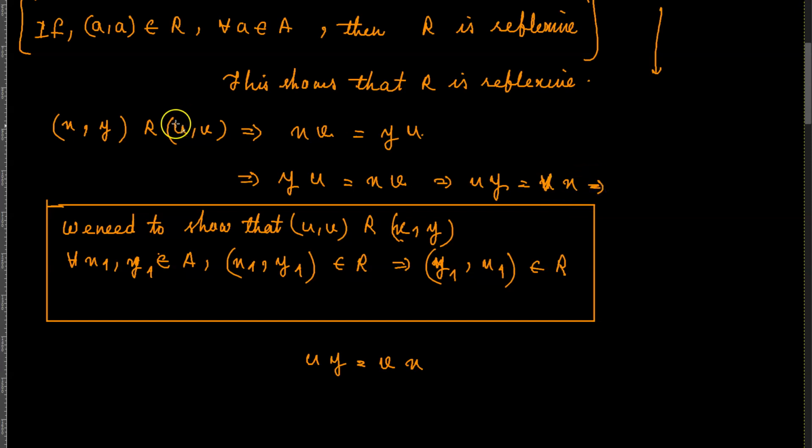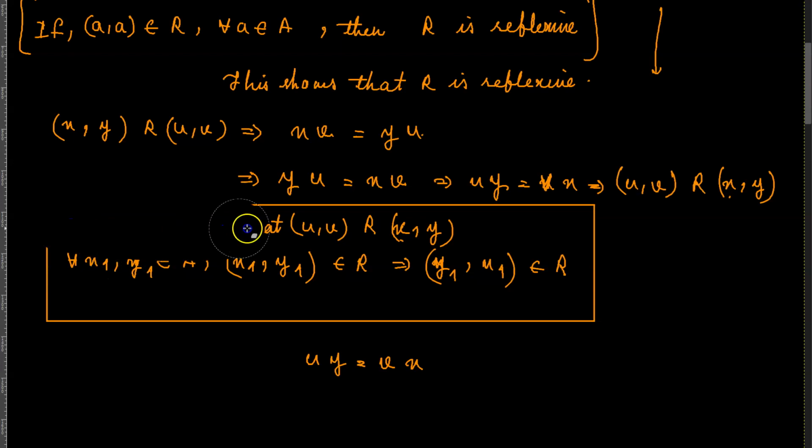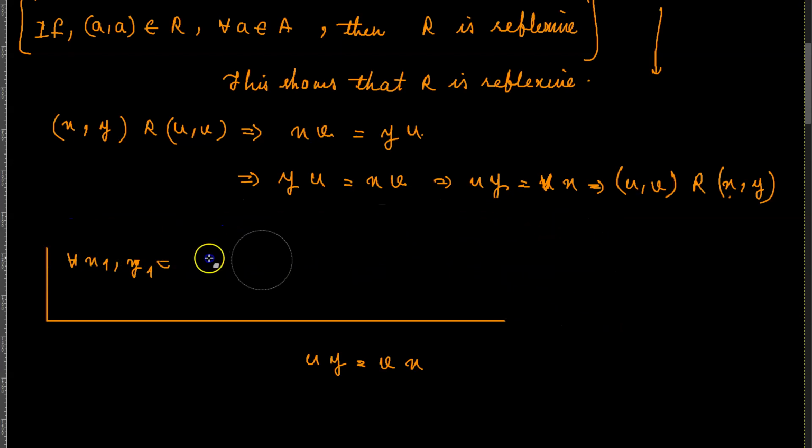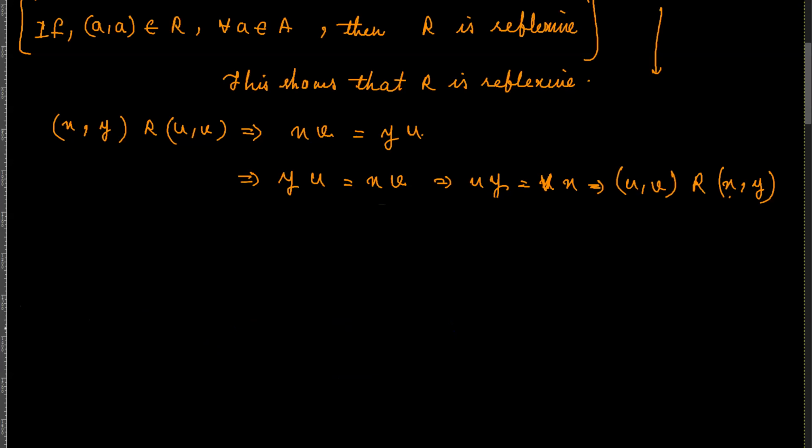And that implies that (u, v) is related to (x, y). Because as you can see now, u times y is equal to v times x, right? So that is basically this part, that is this part. Which means that basically R is symmetric.